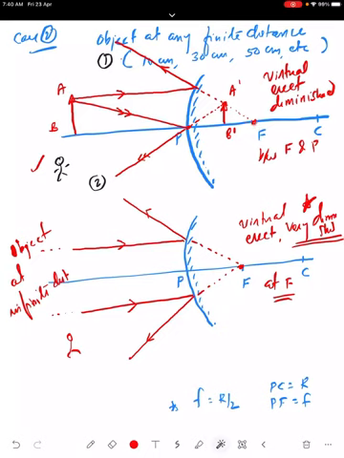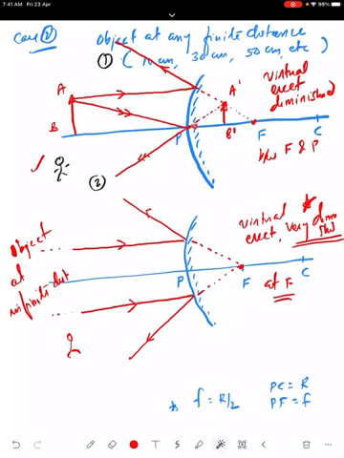It is moving from focus toward the pole, depending upon the position, it moves here. So convex mirror always produces a virtual, erect, diminished image irrespective of all positions. You should complete these two diagrams in the copy.